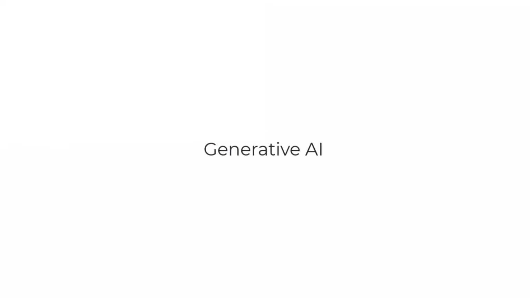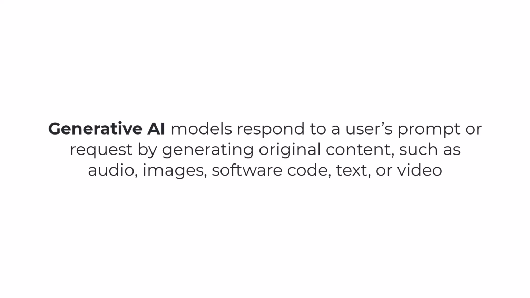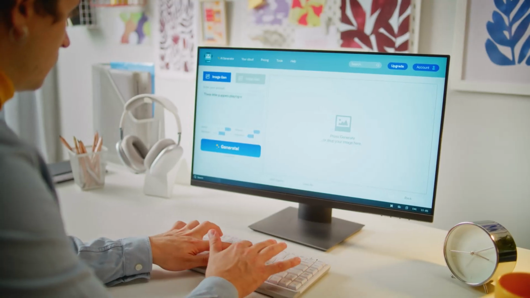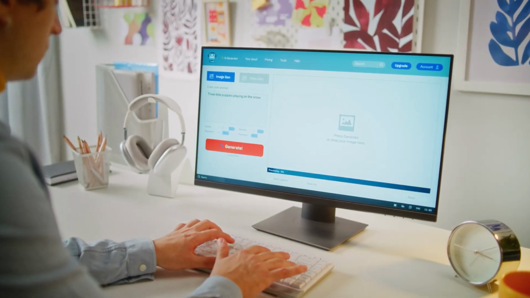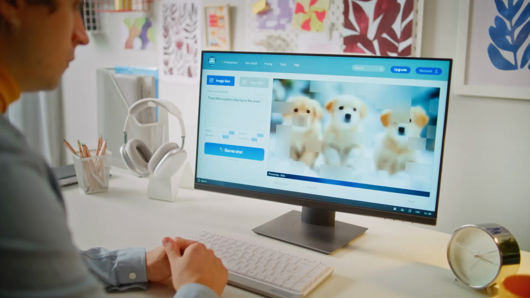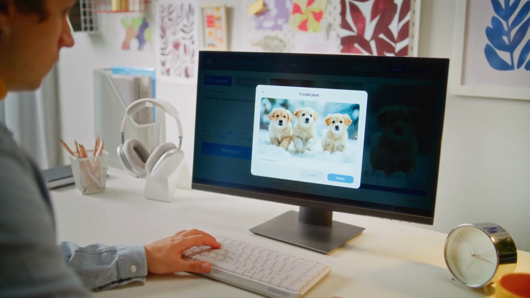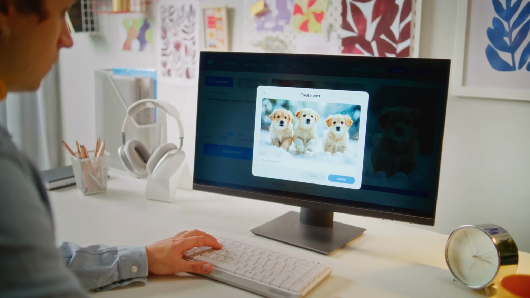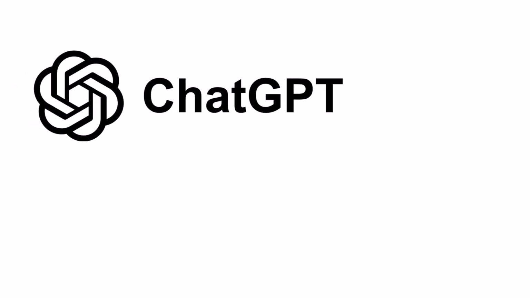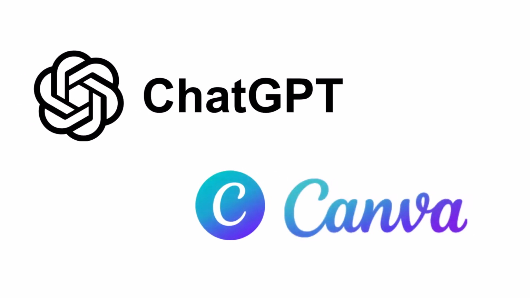Generative AI, also called Gen AI, are models that respond to a user's prompt or request by generating original content, such as audio, images, software code, text, or video. Gen AI uses machine learning to incrementally predict many units of content simultaneously to generate complex output, such as a paragraph or an image. ChatGPT and Canva are examples of Gen AI models.